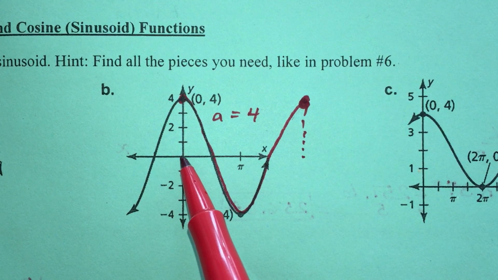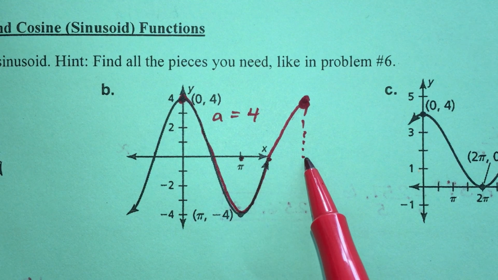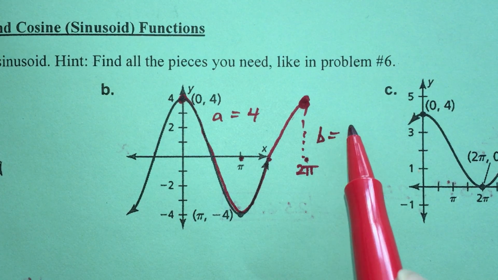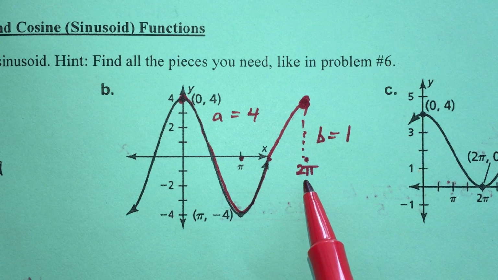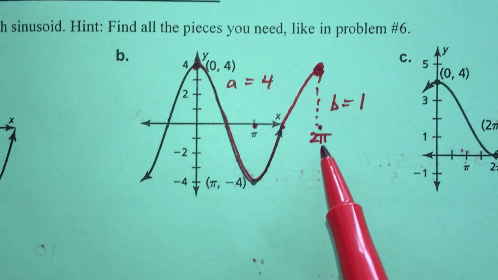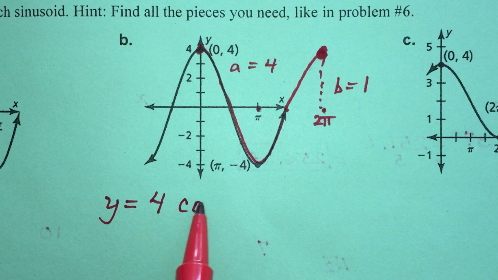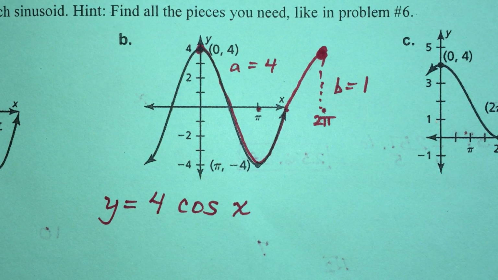Let's take a look. So if we start at 0 and then this is pi, well, it looks like I'm just doubling that, and that would be 2 pi. So that's the same as our parent function with a b value of 1, because period is 2 pi over b, and right here we have 2 pi as the period. So b has to be 1. I'm going to fill that all in rather quickly. y equals 4 times the cosine, and the b value is 1, and so you just see cosine of x.